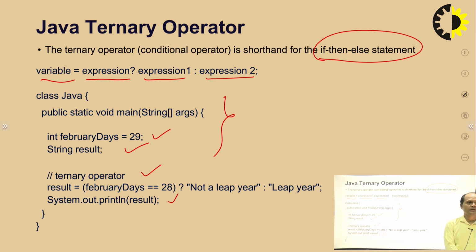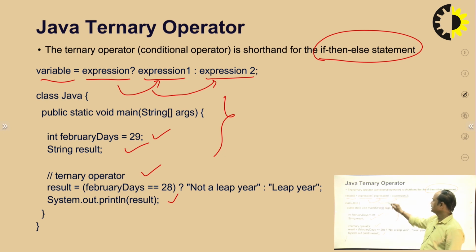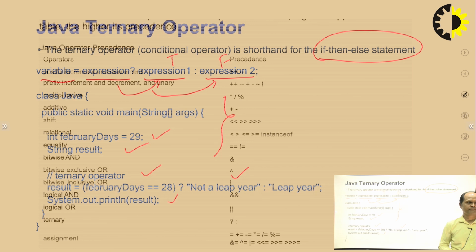We pass the variable and expression. If the expression is true, then it gives the output of expression 1. If it is false, then it goes to expression 2. So true is this and false is this. So what is the result? February days is 28, not a leap year, else leap year. What is the output of this particular program? The output is leap year, because in a leap year we have 29 days.